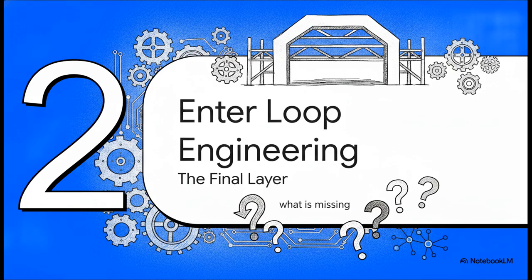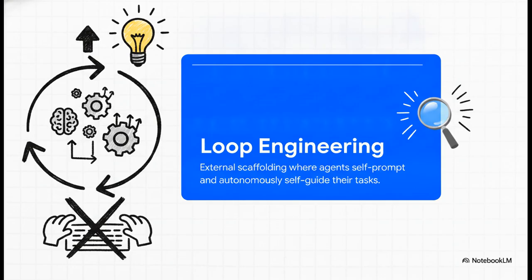Which brings us to section 2, enter loop engineering, the final layer. So if the harness is out there successfully managing the runtime and the memory for massive tasks, you might be wondering what's actually missing from this whole engineering equation. Well, enter loop engineering. This is an external scaffolding layer that specifically targets human interaction. It's what enables an AI agent to prompt itself and self-guide its tasks based entirely on its own internal assessment of what needs to be done.